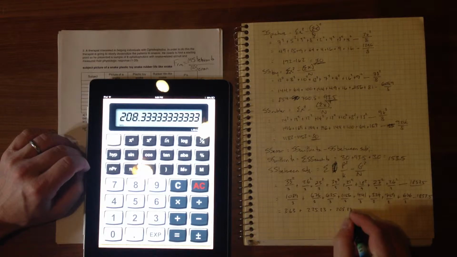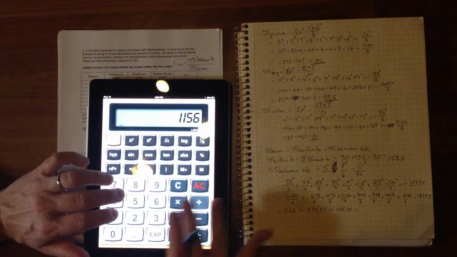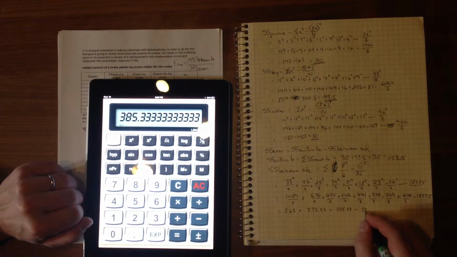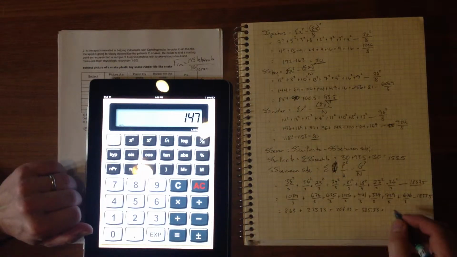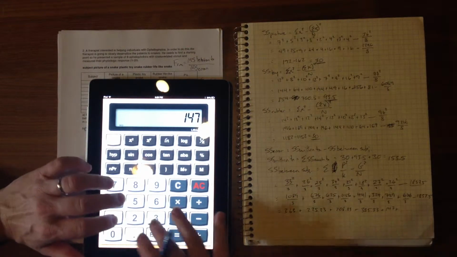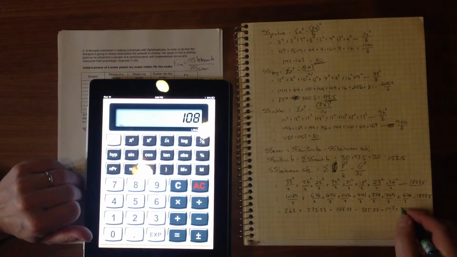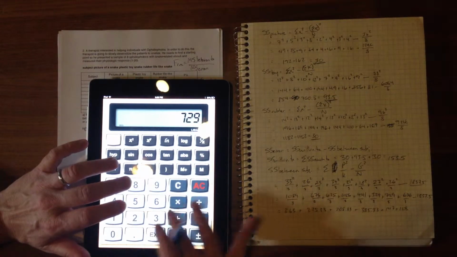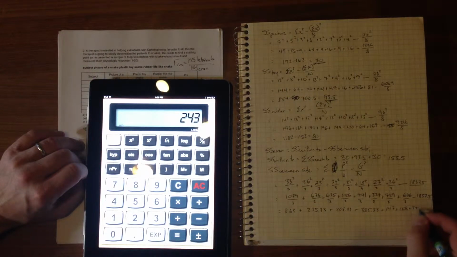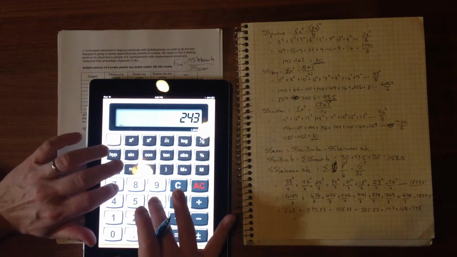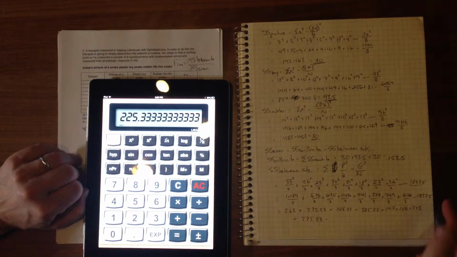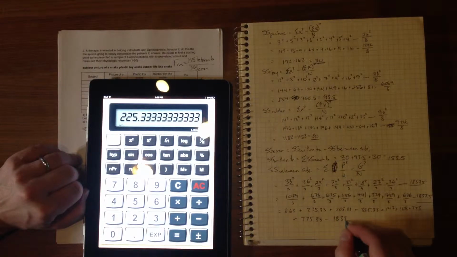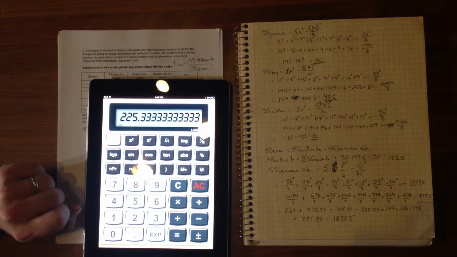625 over 3 is 208 and a third. 1156 divided by 3 is 385 and a third. 441 over 3 is 147. 324 over 3 is 108. 729 over 3 is 243. Gotta continue this down here. 676 over 3 is 225 and a third. Don't forget, subtract that term, 1837.5. Let's add those up.